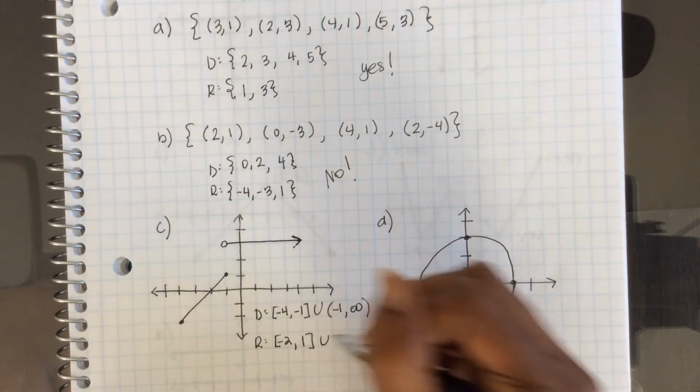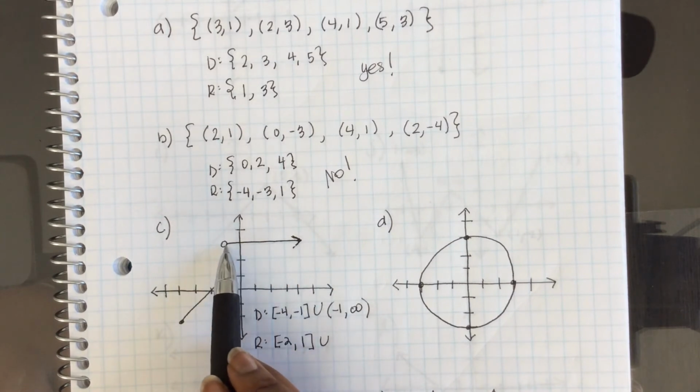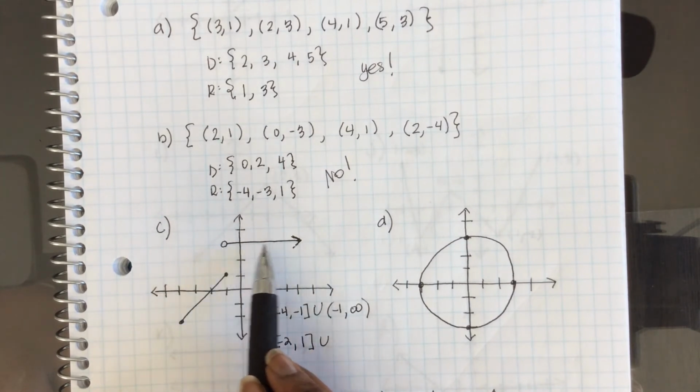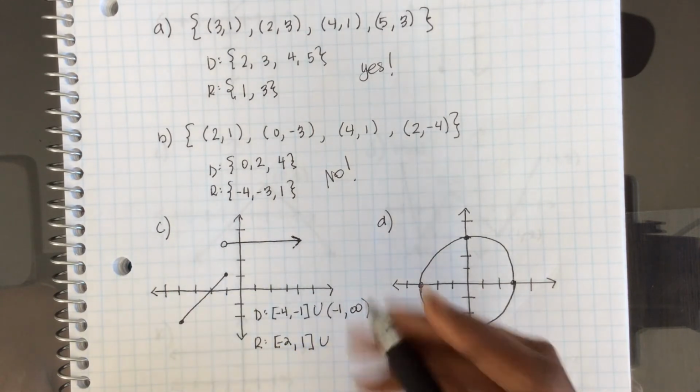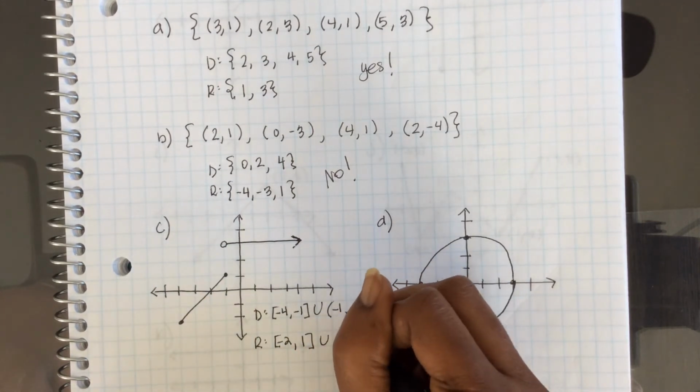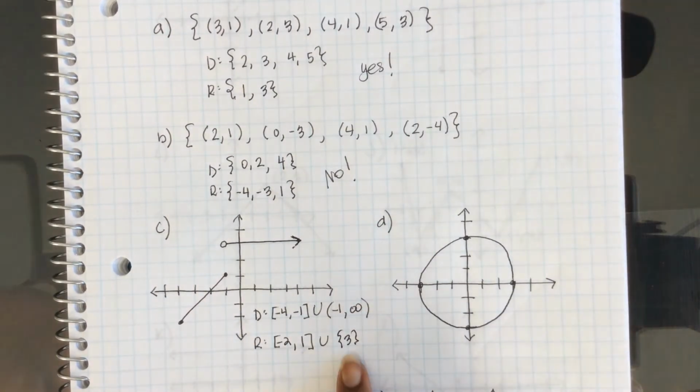And then union with my y value for this piece, and this is a horizontal line, and the y value on this line is 3. So since it's one number, I'll put it in braces. That was my attempt, I apologize.